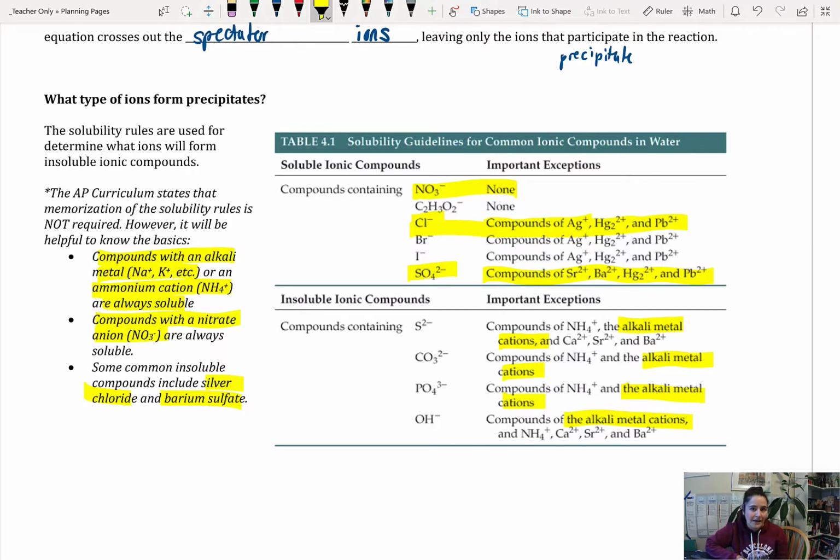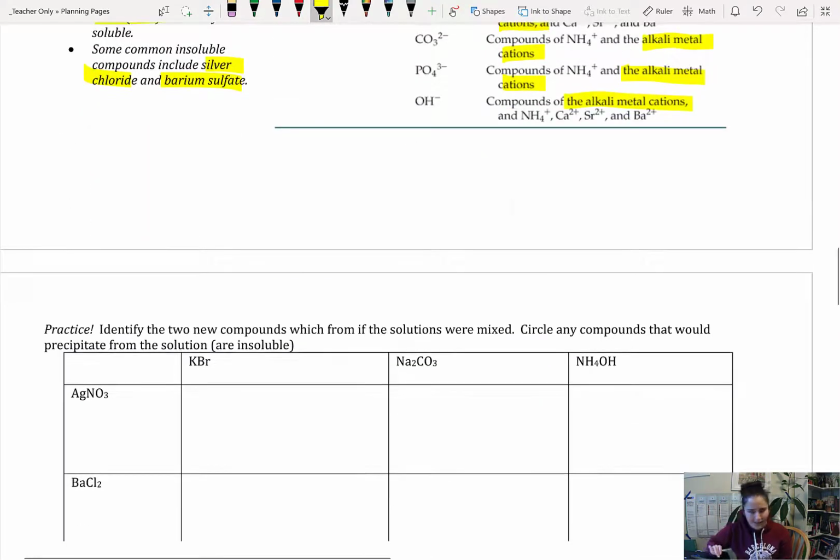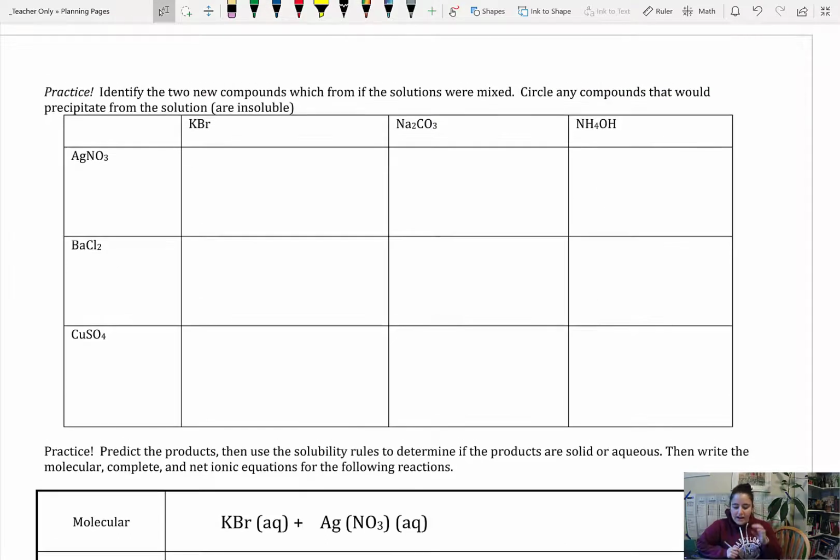Now, most of the time on an AP chemistry test, they will give you the solubility rules if you need them. But it is going to be helpful to get enough practice with them that we do end up kind of memorizing the big ones. So let's practice, okay? In this table, we're going to practice predicting products and then decide which ones are soluble. So I'm going to do the first one here as an example.